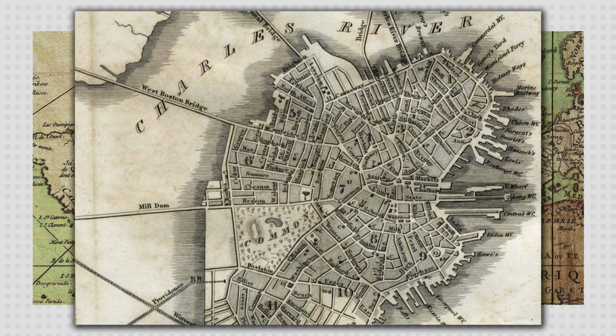The first kind is the disorganized medieval street pattern, typical of cities that weren't designed with a prearranged master plan. Boston is a great example of this.